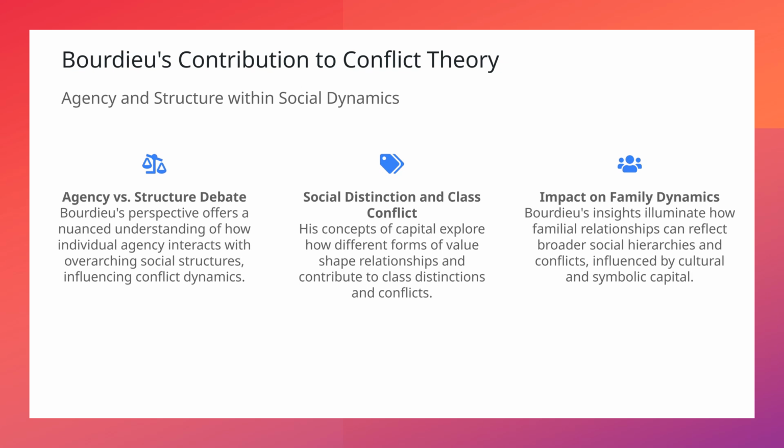So, Bourdieu, again, I hope I'm saying it right, Pierre Bourdieu, his contributions to conflict theory really enriched the conversation by highlighting the important relationship between individual choices and structural constraints. His work emphasizes how various forms of capital, like economic, cultural, and social, are instrumental in producing class distinctions that drive conflict. Additionally, his examination of family dynamics reveals how these social hierarchies manifest within familial relationships, affecting dynamics and conflicts within the family unit.